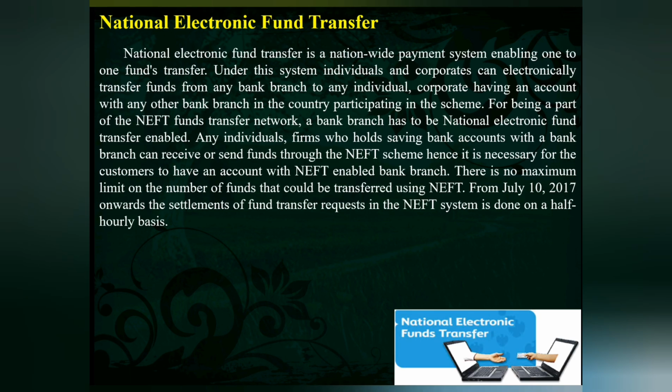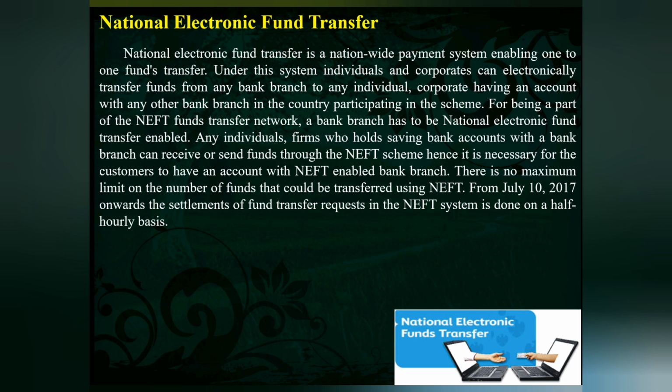Now I am explaining about the National Electronic Fund Transfer. It is generally called NEFT. National Electronic Fund Transfer is a nationwide payment system enabling one-to-one fund transfer. Under this system, individuals and corporates can electronically transfer funds from any bank's branch to any individual or corporate having an account with any other bank branch in the country participating in the scheme.